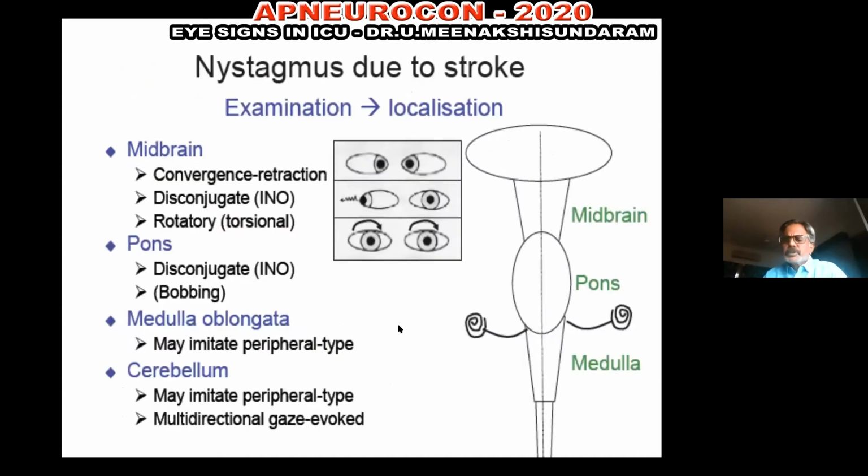In nystagmus due to stroke, examination can lead to localization. If you have a convergence retraction nystagmus, an INO, and rotatory nystagmus, you're dealing with a midbrain lesion. If you have an INO and bobbing, you're probably dealing with the pons. If it imitates the peripheral type and you still think it is central, I'm going to show you the hints. Dealing with the medulla oblongata, cerebellar lesions may imitate the peripheral type, but they are multidirectional gaze evoked.